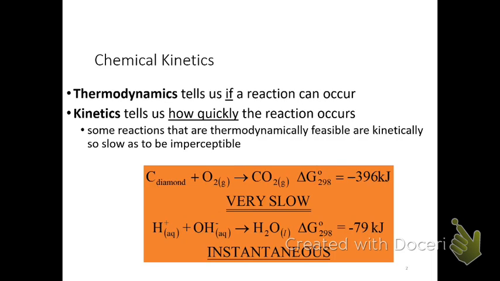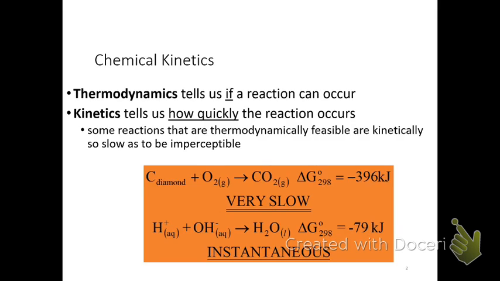That is thermodynamics. And especially when we get to the full unit on thermodynamics, it will tell us if it is thermodynamically favored or unfavored, but kinetics will tell us how quickly the reaction occurs. Some reactions are thermodynamically feasible or thermodynamically favored, but they are so slow that they are perceived to almost be not reacting. And so here's an example of a very slow one and a very fast one.